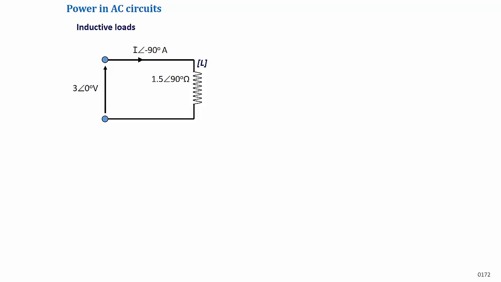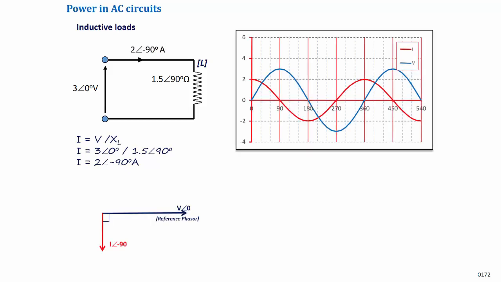Consider the following inductive circuit with a 3-volt AC supply and a load of 1.5 ohms. By Ohm's law, this circuit will draw a current of 2 amperes. And since the load is purely inductive, the current will lag the supply by 90 degrees. The power drawn from the supply at any point along the horizontal axis may be calculated by multiplying the instantaneous voltage by the instantaneous current.